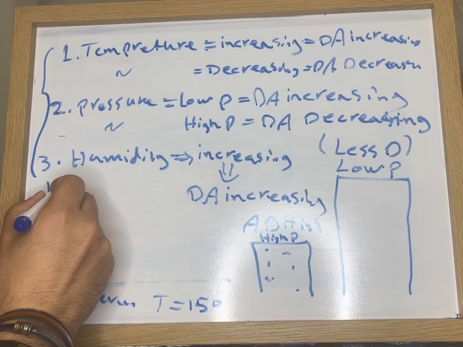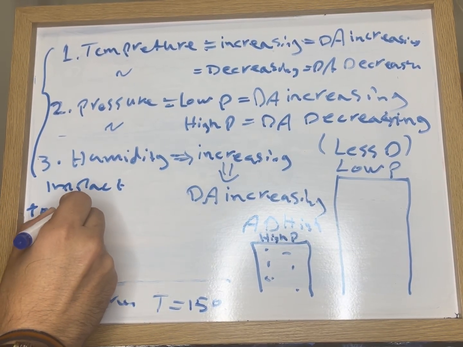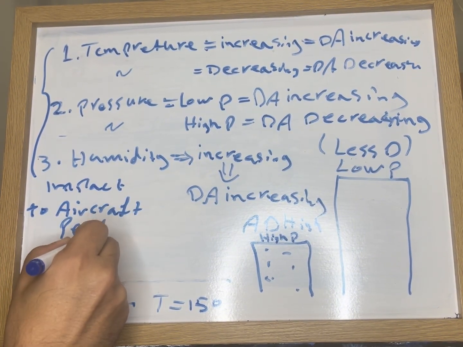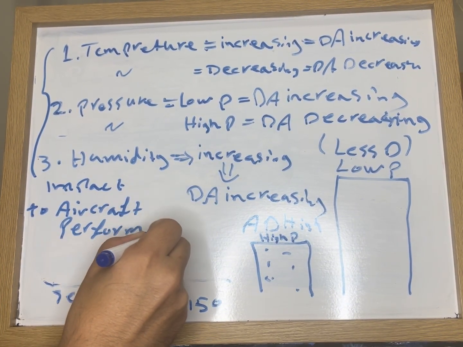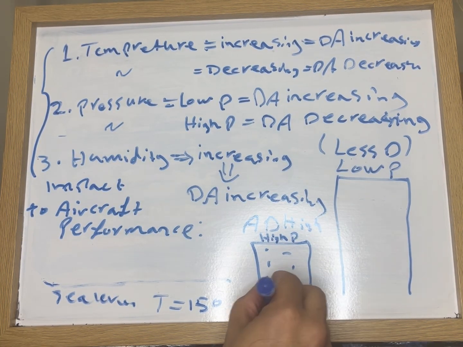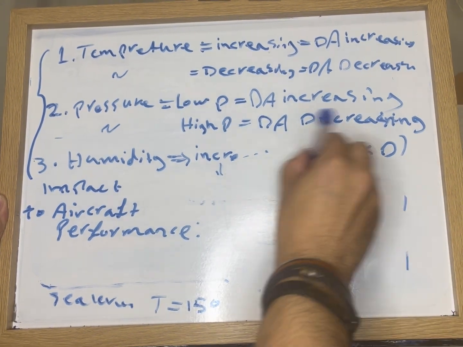So these factors impact aircraft performance. So what does that mean? Let's talk about aircraft performance regarding density altitude.